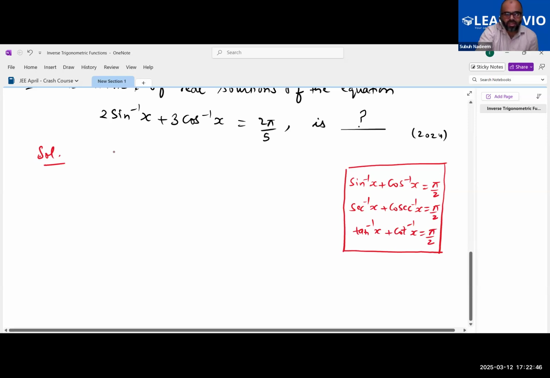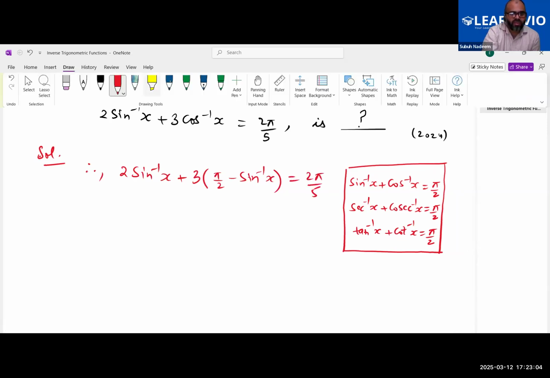So if you see these relations, you can do one thing, you can substitute. Suppose we substitute cos inverse x. Cos inverse x will be pi by 2 minus sine inverse x. And this is equal to 2 pi by 5. So this is what we can do here.